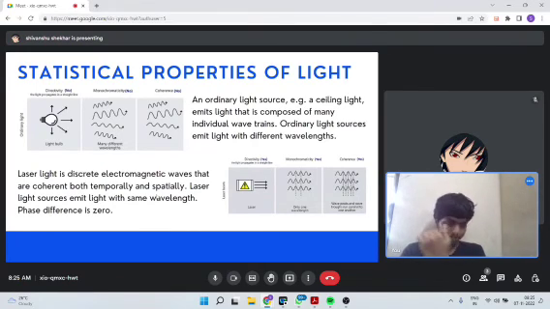Directivity, as we know, when you're moving forward, there is the stimulated emission happening in the same direction, causing the light to only travel in the same one particular direction. Thus, it is completely directive in nature.